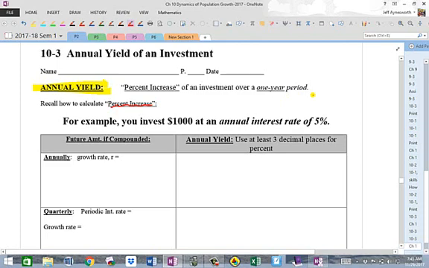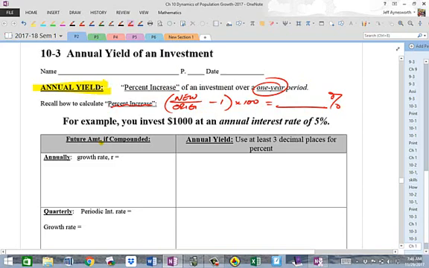The percent increase, if you recall from previous lessons, is the new value divided by the original, minus 1. That gives you a decimal. To change that to percent, you multiply it by 100, and then it gives you some percent. New divided by original, minus 1. That's the decimal. Change it to percent by multiplying by 100, and you'll get your percent increase, which is just the annual yield of an investment over a 1 year period.